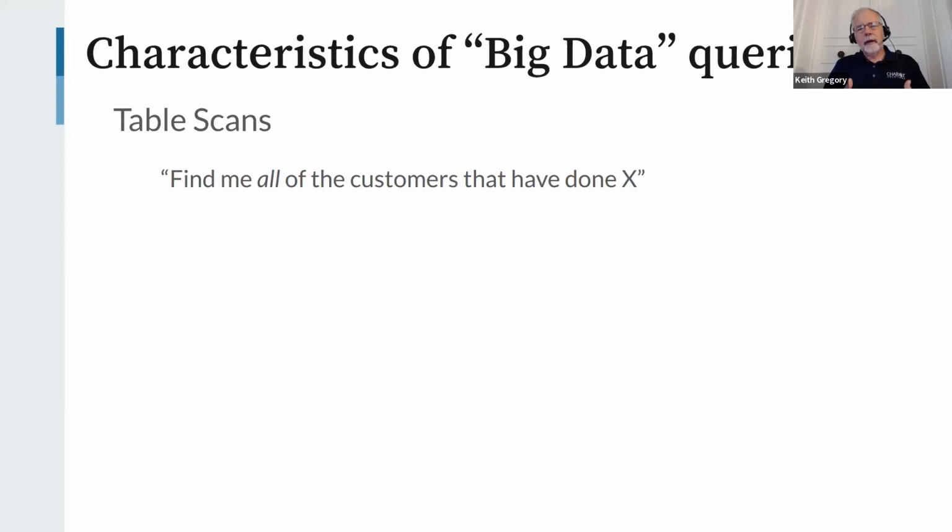And there's just no way to create an index that would do that without making that index so particular that it could only be used by that one query. Instead, big data tends to do table scans, reading all of the rows in the table to apply the where condition and figure out the results.